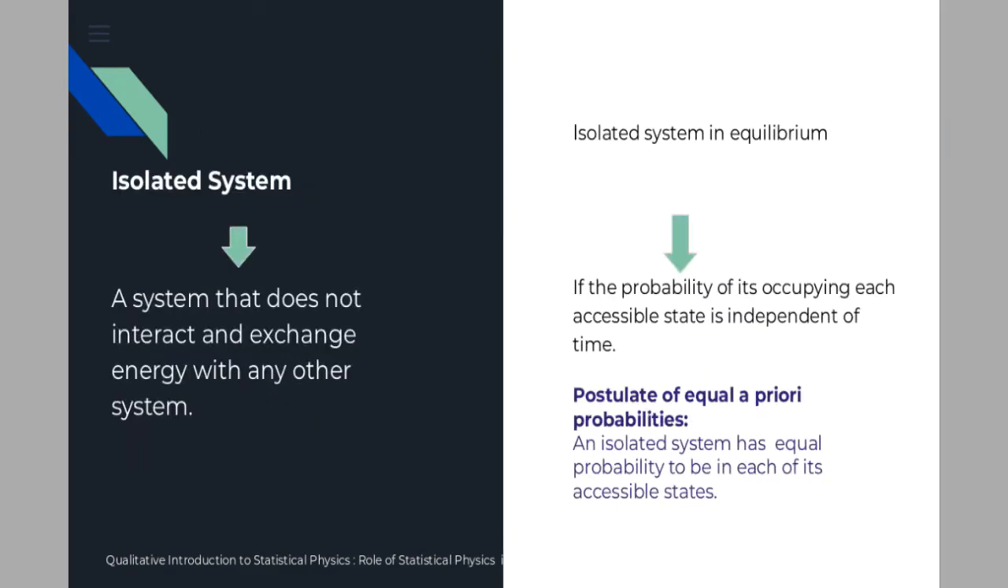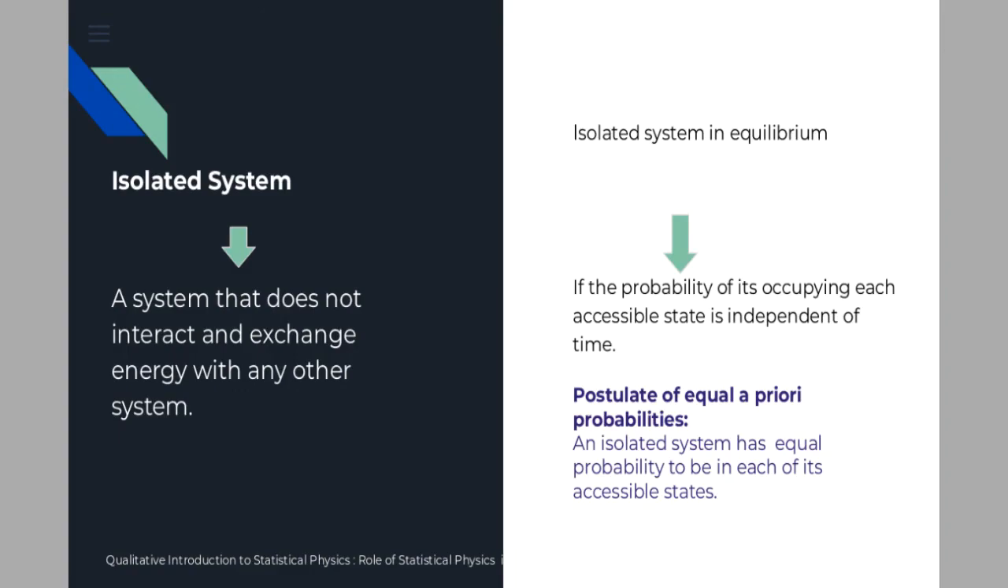Now, what is an isolated system? A system that doesn't interact and exchange energy with any other system is called an isolated system. A microstate occupied by a system without affecting the macroscopic description is called an accessible state of the system.